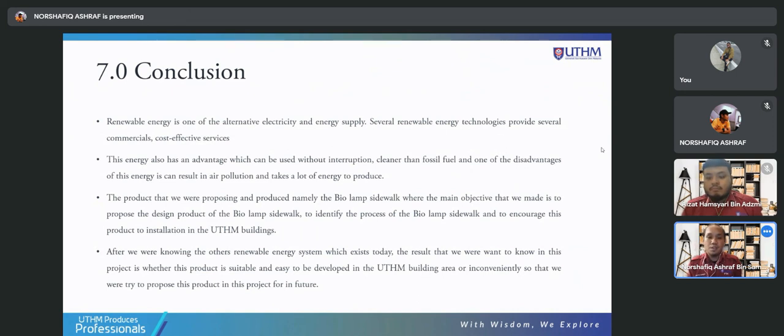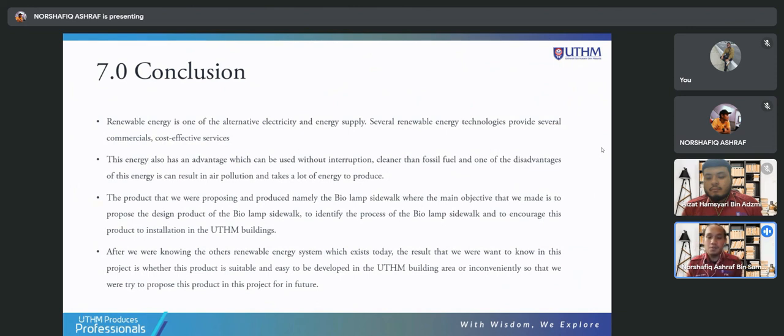The product that we are proposing and producing, namely the BioLamp Sidewalk, has as its main objectives to propose the design of the BioLamp Sidewalk, to identify the process of the BioLamp Sidewalk, and to encourage this product to be installed in the UTHM building.